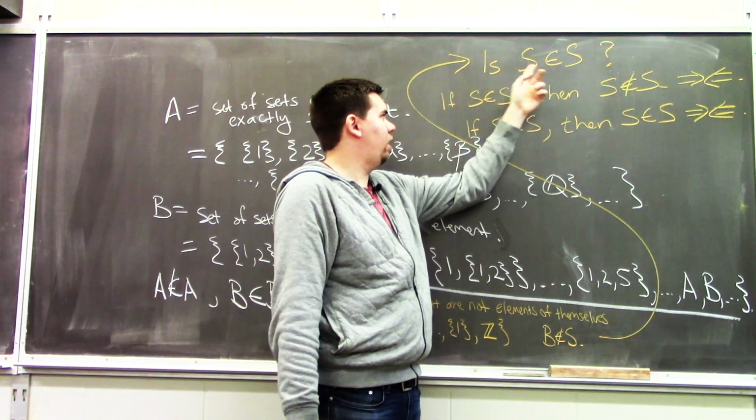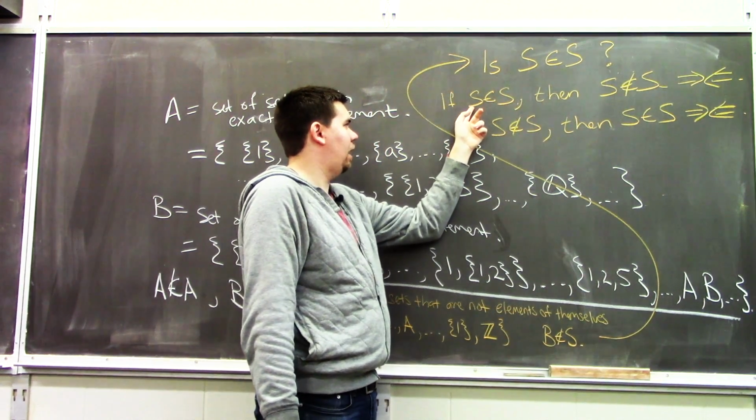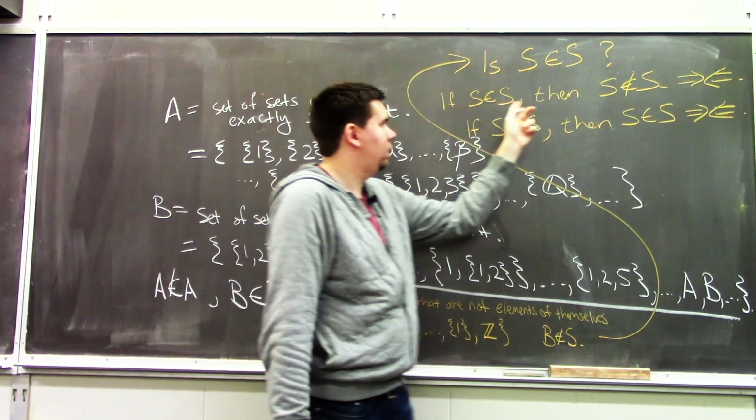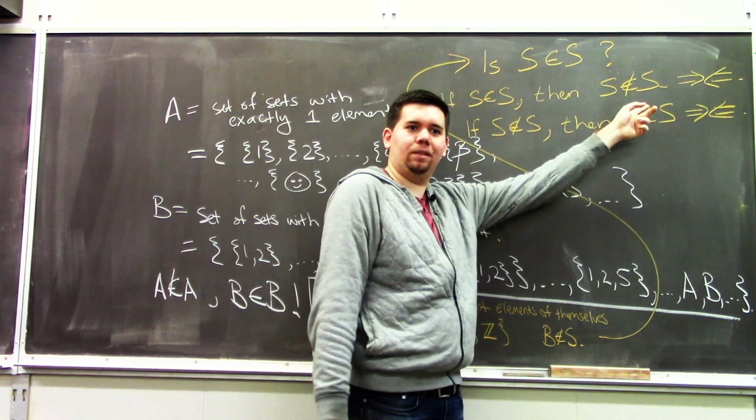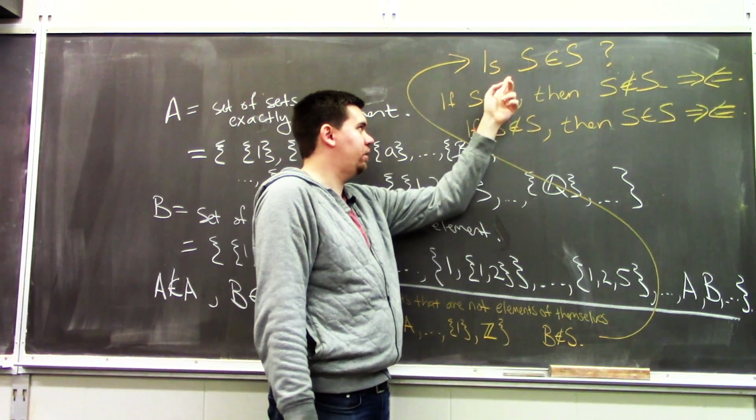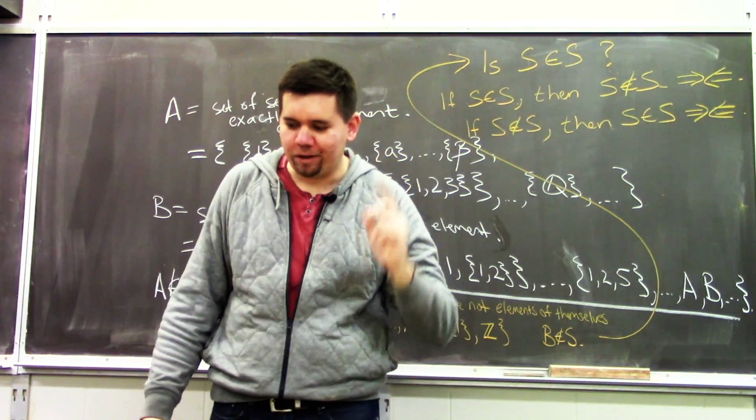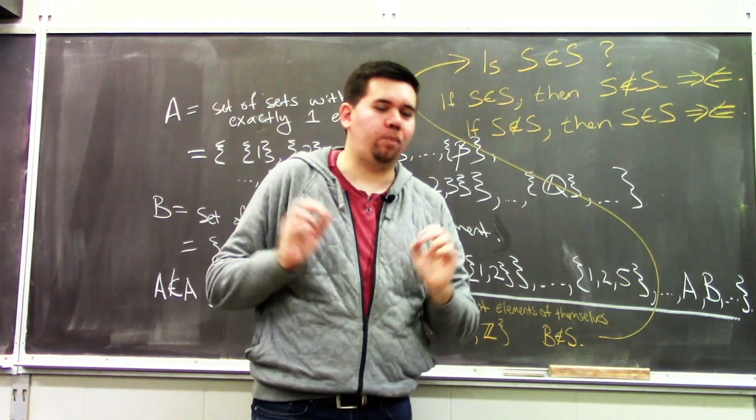S contains all elements that are not elements of themselves. Is S an element of S? Well, if it is, then by the definition of S, it's not an element of itself. Contradiction. If it's not an element of S, then by the definition of S, it would be included in S. Contradiction. So if this is very confusing, think of it this way.